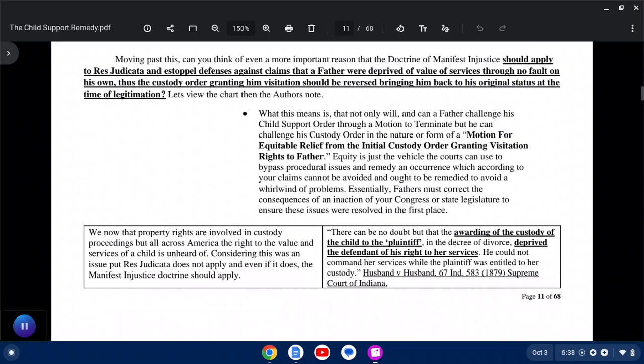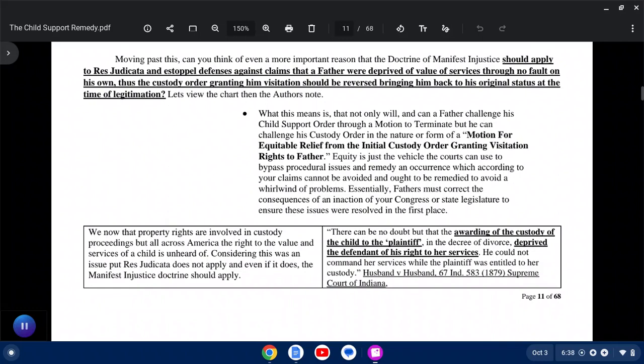What this means is that not only can a father challenge his child support order through a motion to terminate, but he can challenge his custody order in the form of a motion for equitable relief from the initial custody order granting visitation rights to the father.